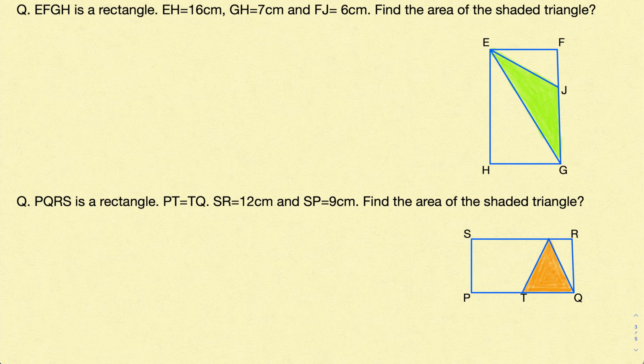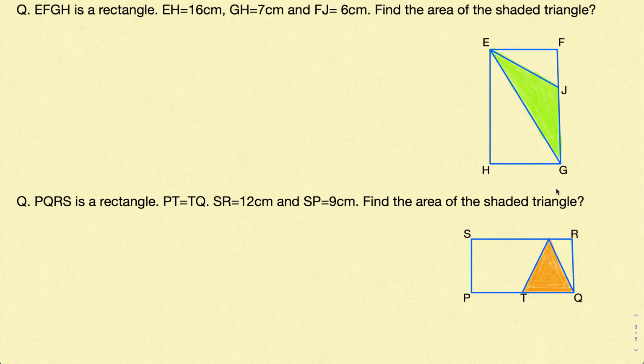So today we are going to solve some questions on how to find the area of the triangle. Let's start reading with the first question. EFGH is a rectangle. EH is 16 cm, GH is 7 cm and FJ is 6 cm. Find the area of the shaded triangle.